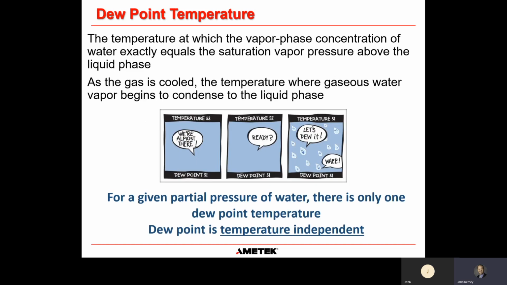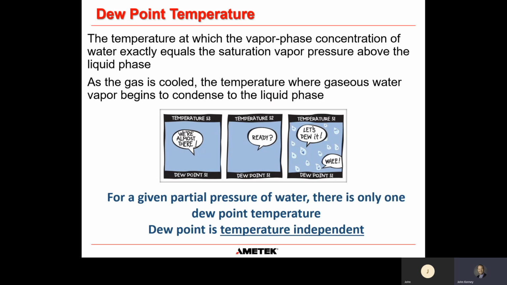The other term you'll hear is dew point temperature, and this is fundamentally the temperature at which a gas, as it's cooled, reaches the point where the first molecule of water vapor begins to condense out as liquid water. I have a small cartoon there. You can see at the bottom it says dew point is 51 degrees C, and as the temperature comes down from 53 to 51, you can see the little water molecules start to come out.